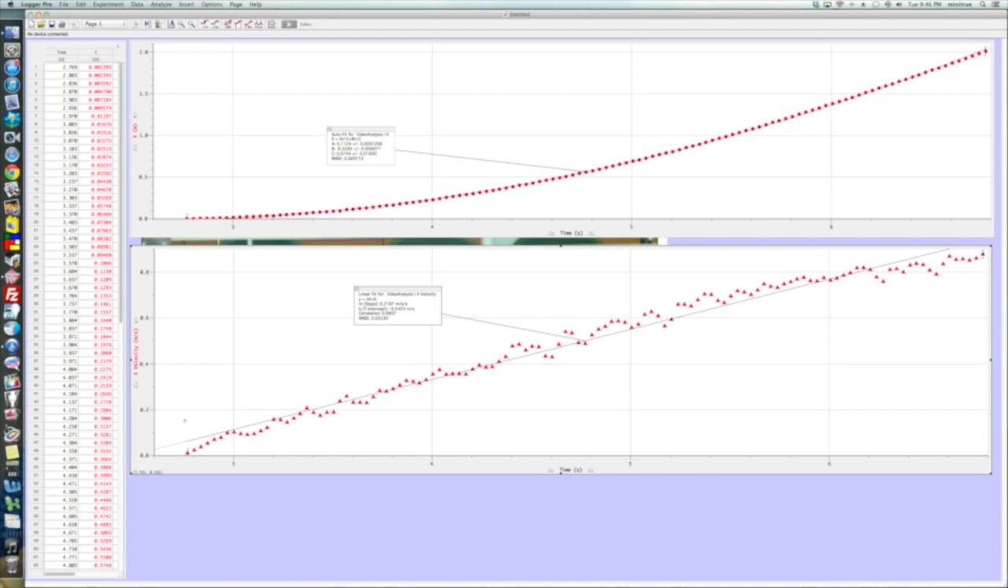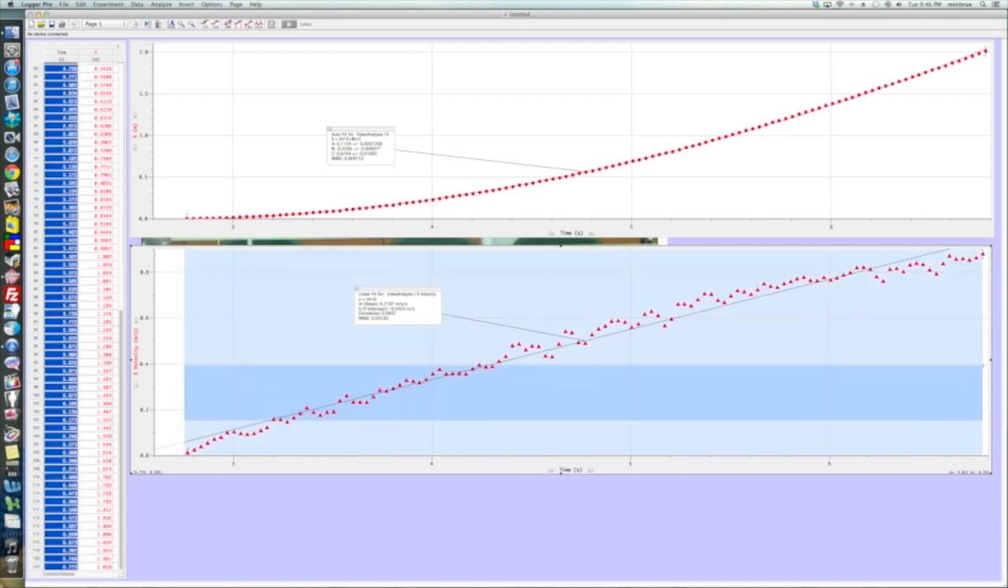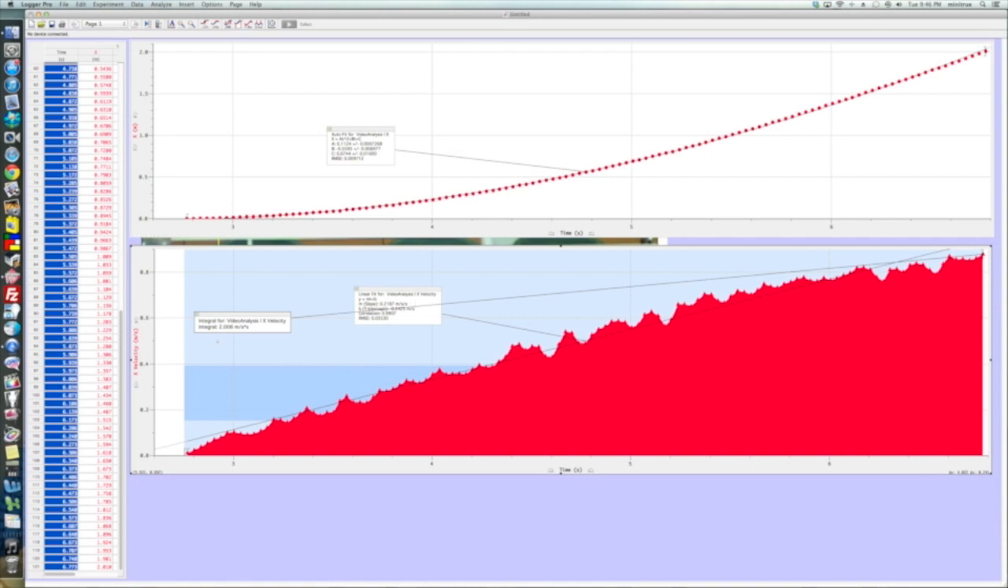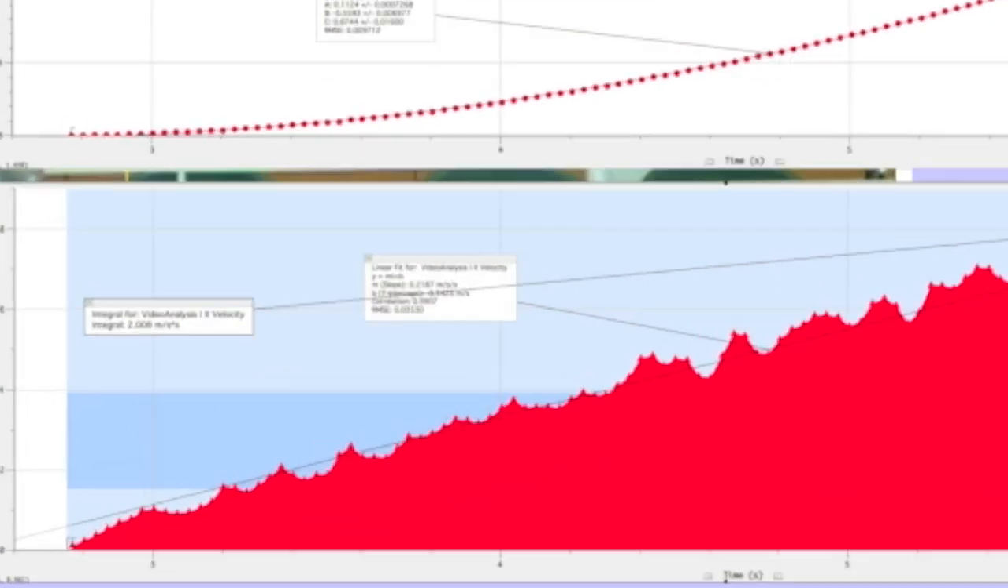Lastly, we can look at the area of the velocity graph and get the distance that the cart traveled. This technique suggests that the cart moved 2 meters. Once again, this is in agreement with the distance shown on the position graph.